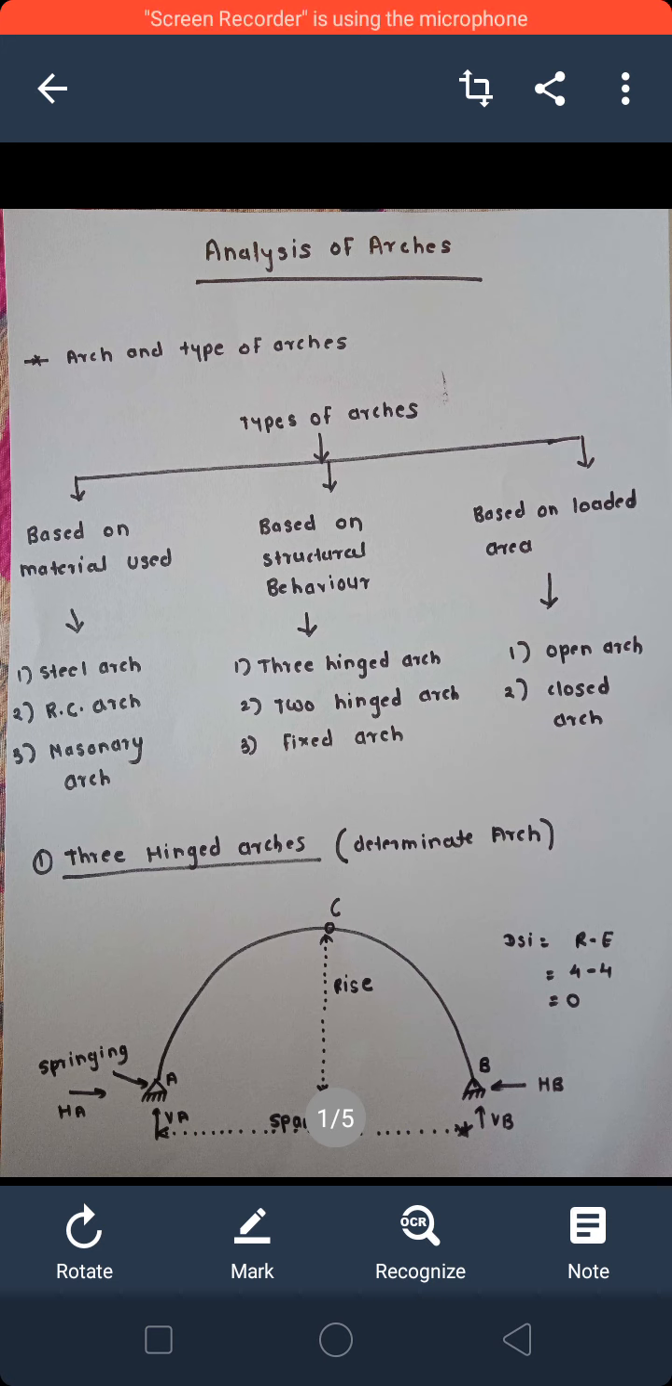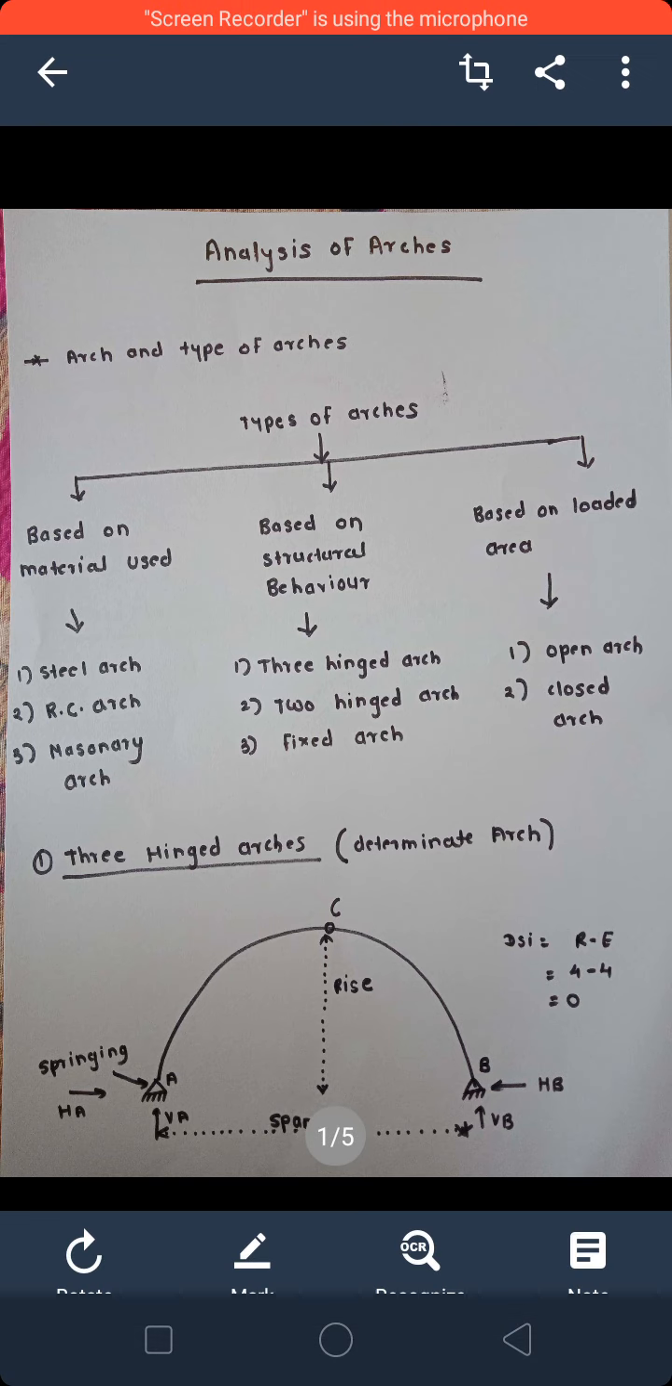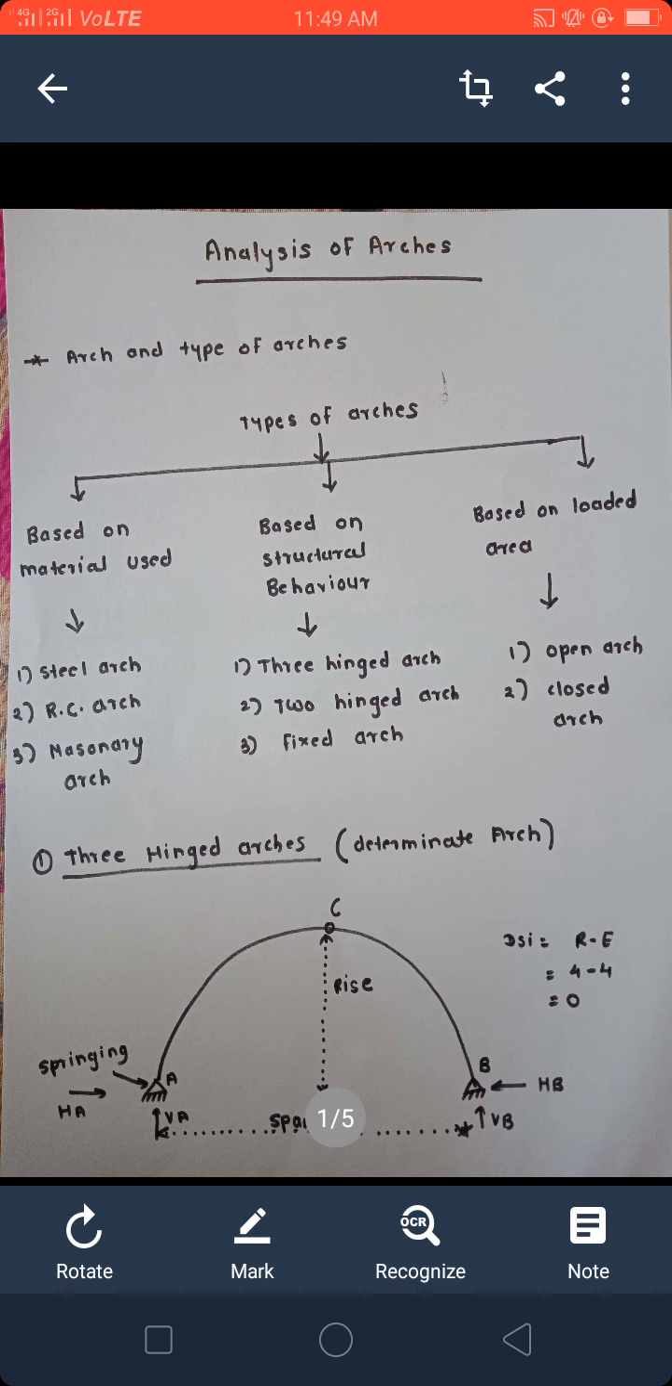Again, the second category is based on structural behavior. It is divided into three types. The first one is a 3-hinge arch, the second one is a 2-hinge arch, and the last one is a fixed arch. And the last category, that is based on loaded area, is divided into two types. The first one is an open arch and the second one is a closed arch.